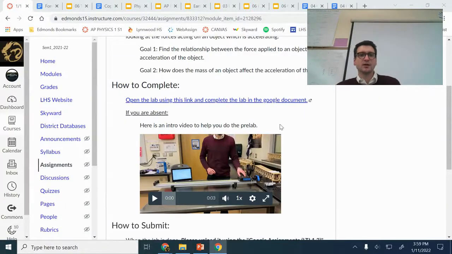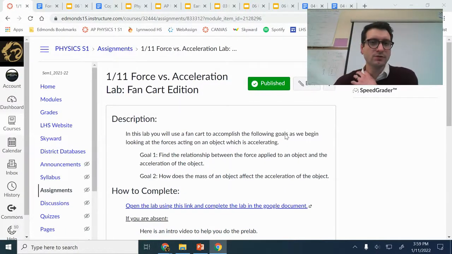All right. Hi. In this video, we are going to look over how to start and do the pre-lab for the force versus acceleration lab. So here you'll find the Canvas page, and in this lab, we basically have two goals.